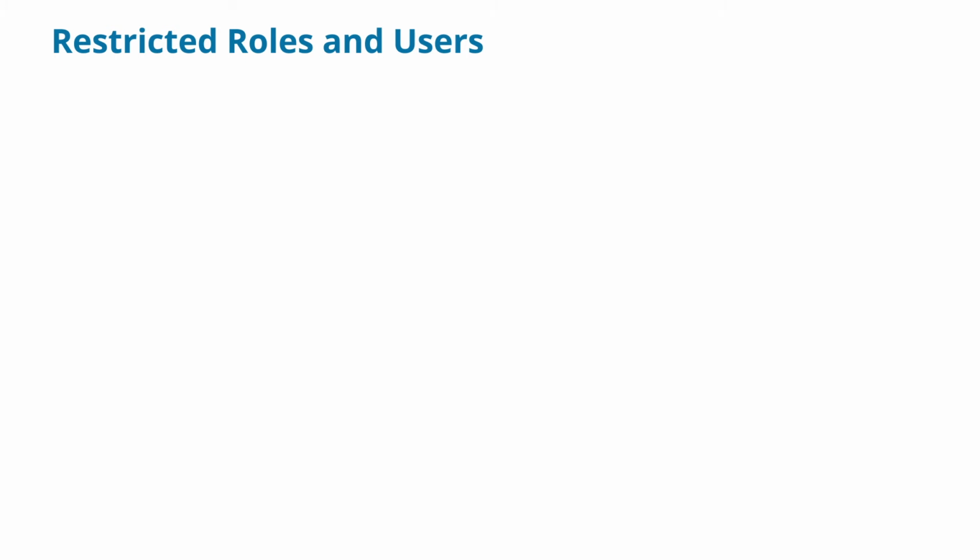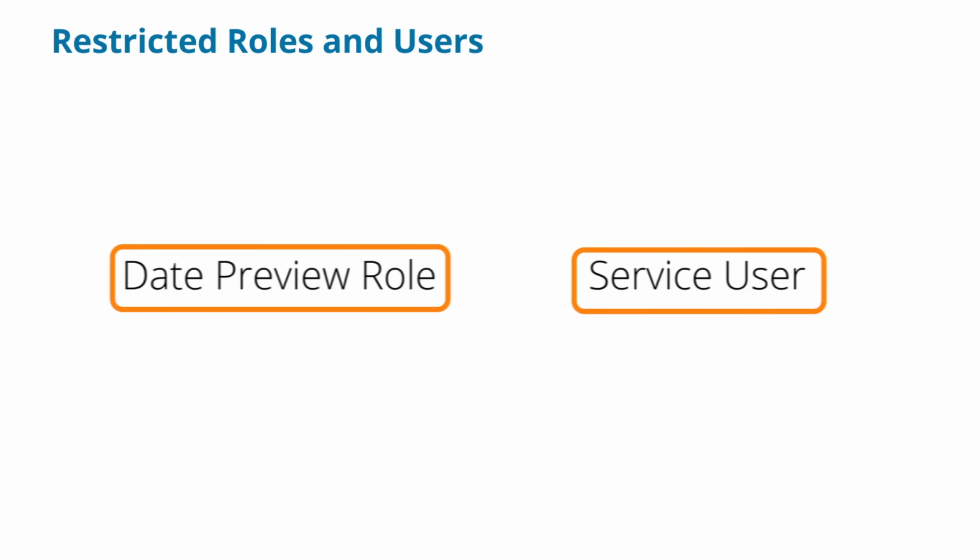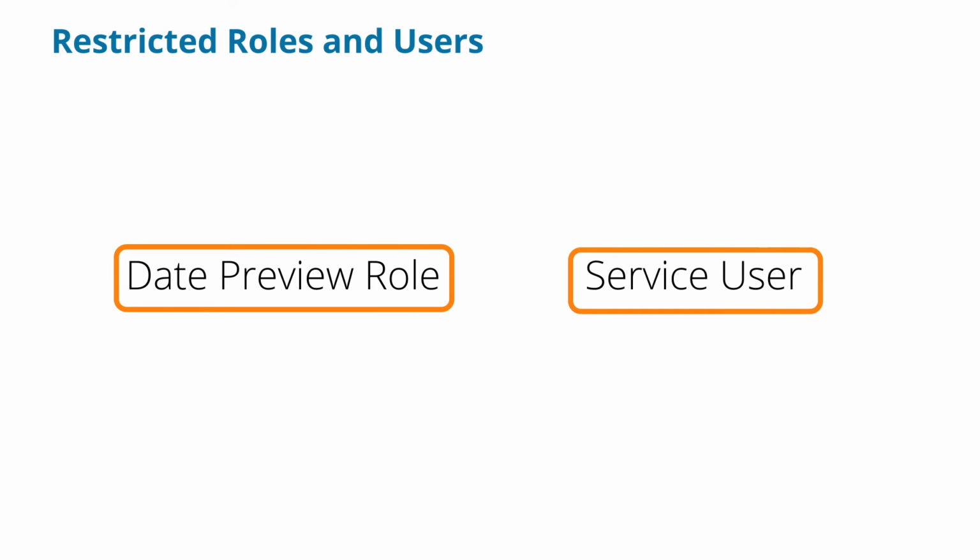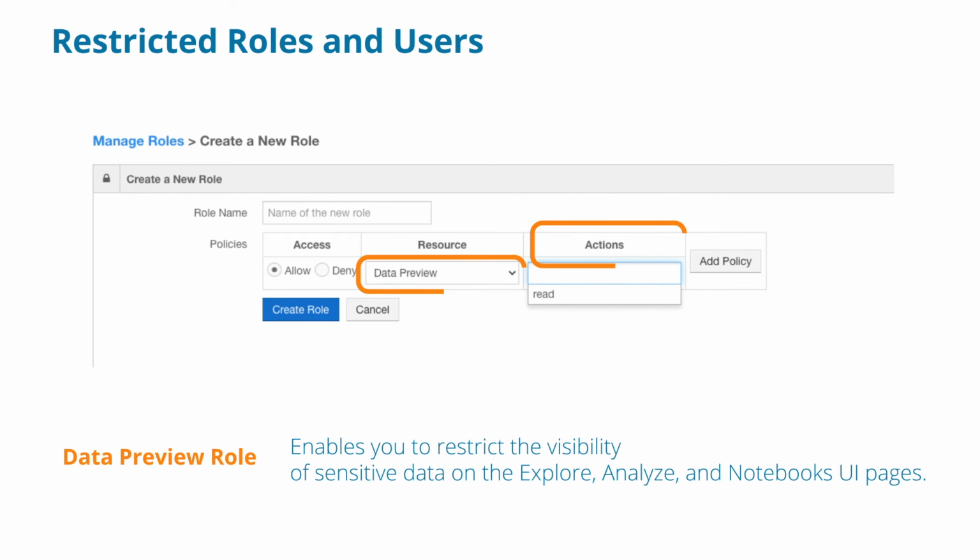Using role-based access control, you can create roles with special capabilities, such as Data Preview role and Service User. The Data Preview role allows you to deny permission to view data for certain users. This helps ensure that the data is not exposed to unauthorized users.